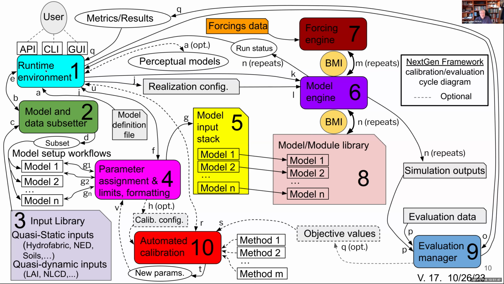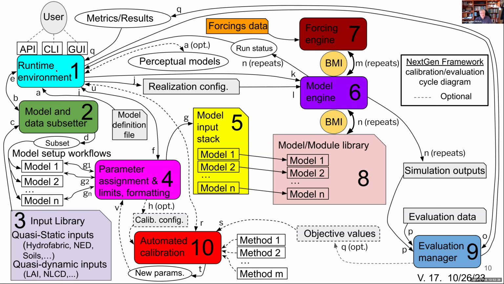And then with arrow R, the runtime environment will call this automated calibration manager or code. It reads its calibration config. It reads the objective values, and then it applies the methods. You could envision a case where you want to use one calibration method for one model and a different one for a different model. It runs those, estimates new parameters through this arrow T, and when that's finished, it would report back with arrow U that it is done.